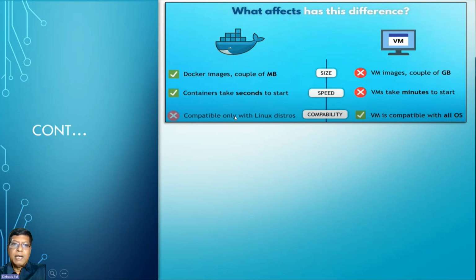I have crossed this out: compatibility only with Linux distros. Distros means distributions. Whereas VMs are applicable for all the operating systems available in the market, that is Linux, Windows, and Mac. But this is not true anymore. What Docker has done is build containers in such a way that they are not only on Linux; they can be distributed on Windows as well as on Mac.